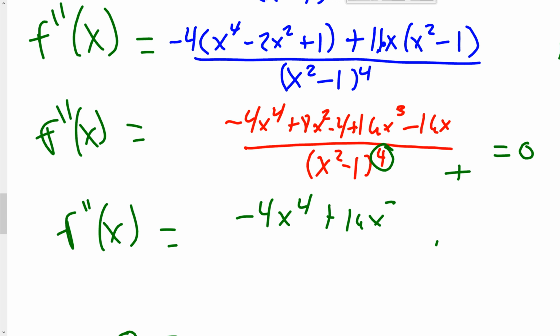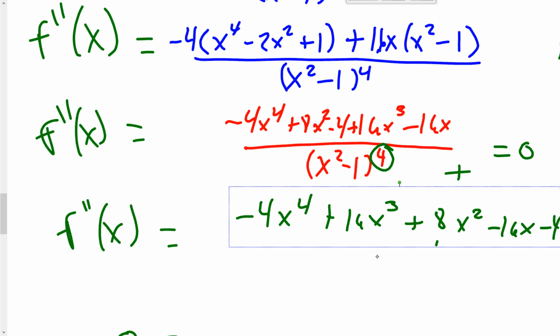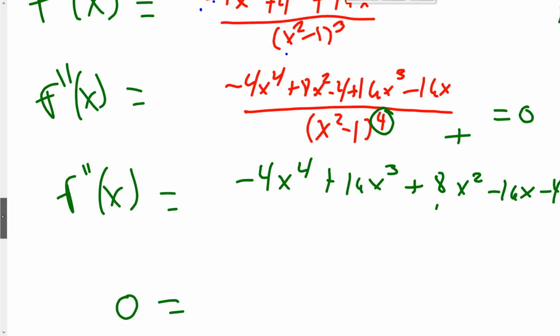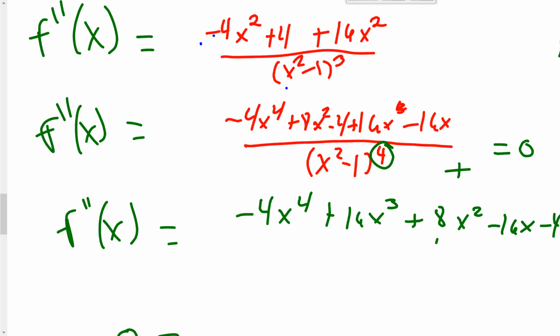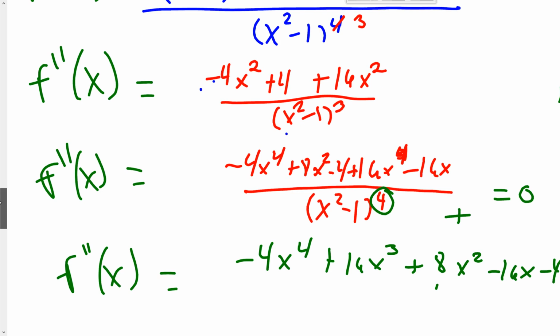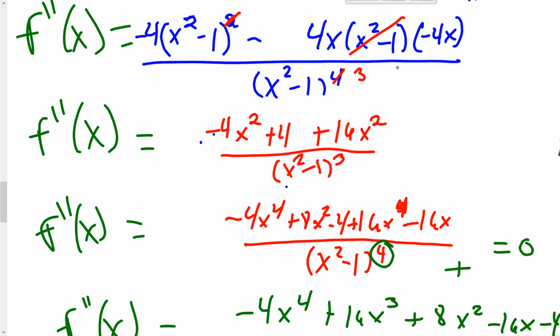Plus 16x cubed, I'll put them in order, plus 8x squared minus 16x minus 4. It's kind of big, so all I care about is that numerator. Real quick though, this should be a 4th, right? Because negative 4x times negative 4x is 16x squared, so this should be a squared. And this should be distributing, so not to the 3rd, but to the 4th. So then I can combine like terms here.